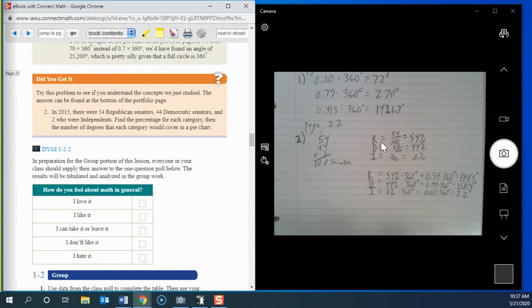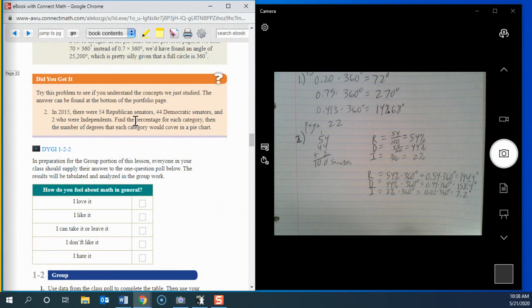Now, for the Republican, we have the Republican is equal to 54 divided by 100, and I abbreviated Republican, Democrat, and Independent. So 54 divided by 100 is 54%. 44 divided by 100 is 44%, and 2 divided by 100 is 2%. Because we know percent means divided by 100, so you can easily convert these fractions to percents.